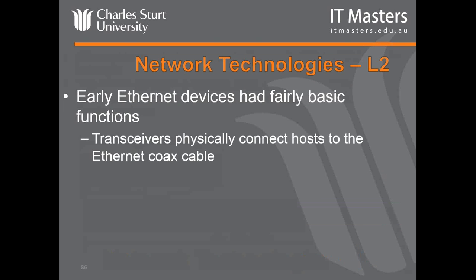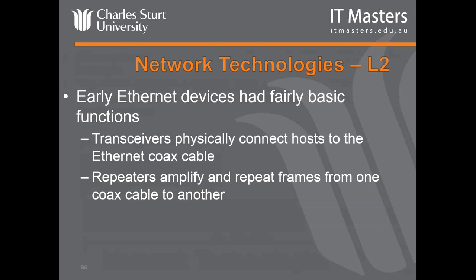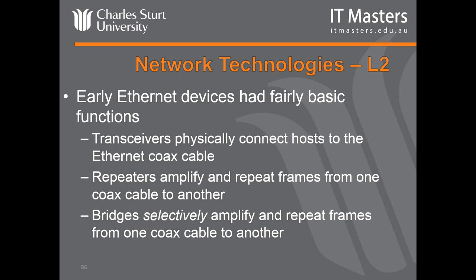So early Ethernet, fairly simple. Transceivers physically connect you to the coax cable. Repeaters amplify and repeat. And bridges selectively amplify one coax to another. And when we're looking at this, bridges are really just like a two-port switch. And yes, as Paul said, CSMA/CD. So carrier detect at the end of the day. We also have other things there.